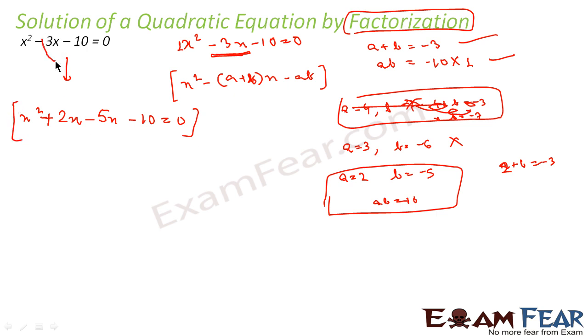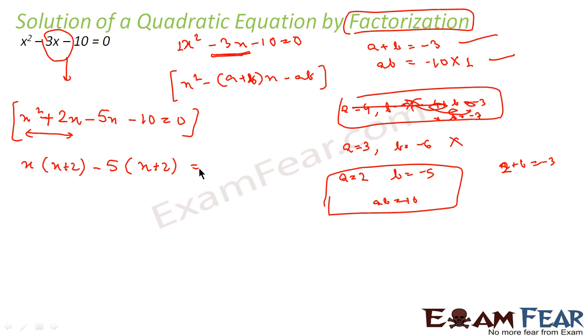I'll just factorize this by writing 3x as plus 2x minus 5x. Why? Because plus 2 into minus 5 is equal to minus 10 and plus 2 plus minus 5 is equal to minus 3. That is what I was looking for. Now, in the first 2 parts x is common, so I'll write x into (x plus 2). In the next 2 parts 5 is common, so minus 5 into (x plus 2). Correct?